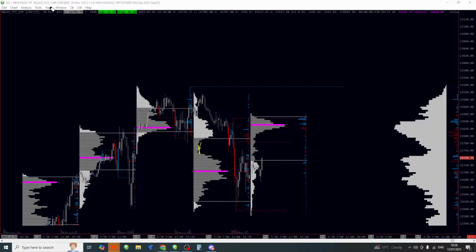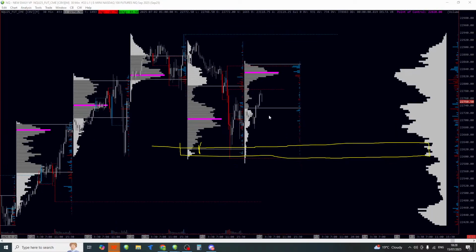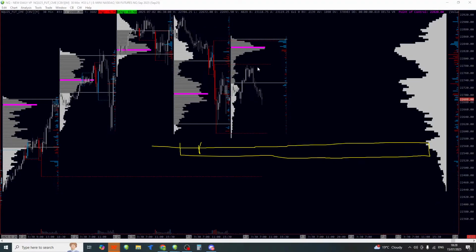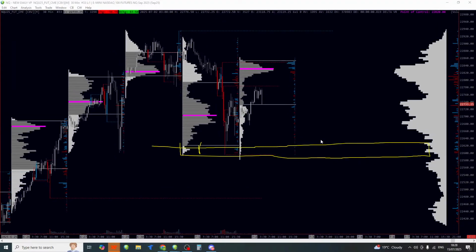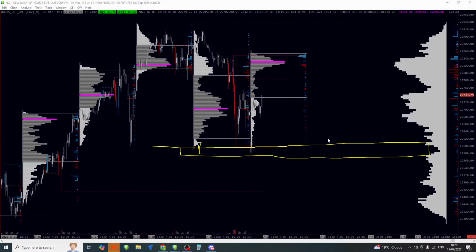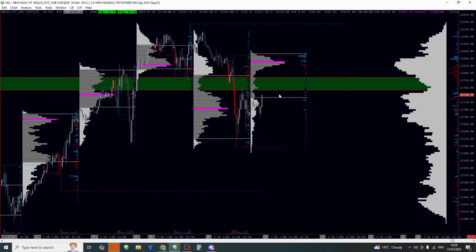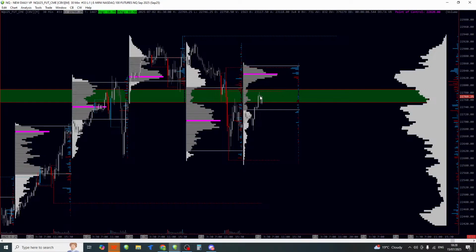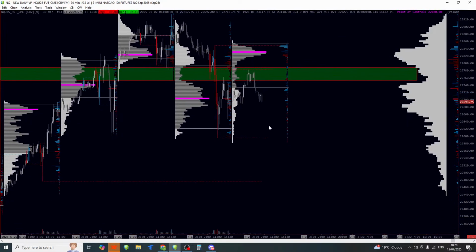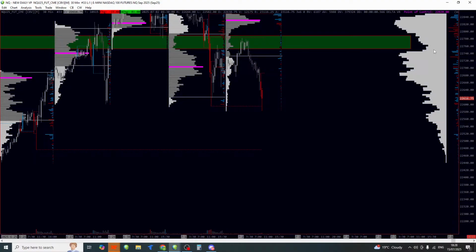Now look at what has happened following this. I'm going to highlight this area with my green rectangle. We had this area of imbalance, right? Now look what happened when price came up. We tapped into it, and price sold off and came all the way down, right? So this is what you want to do.